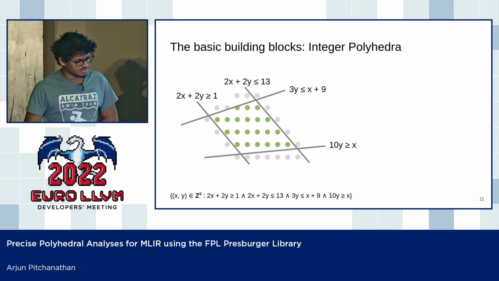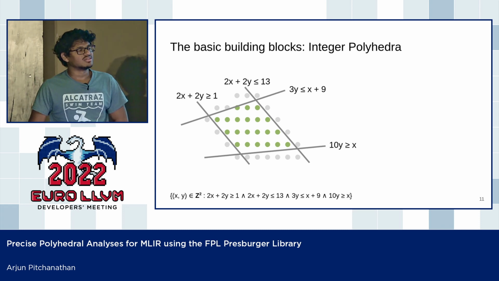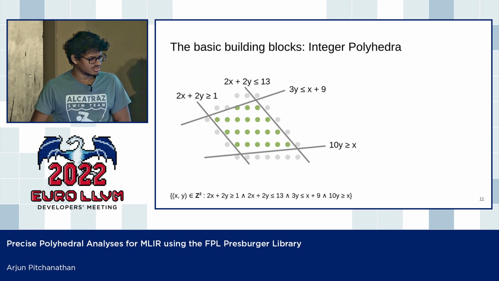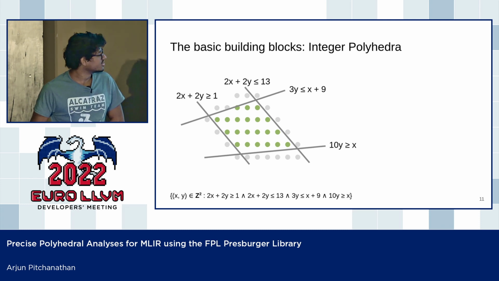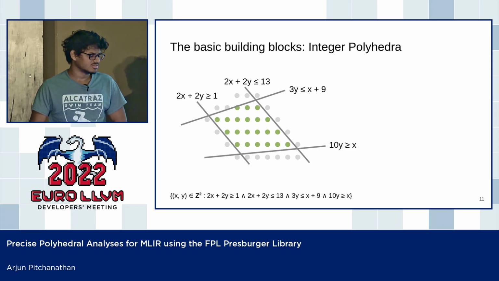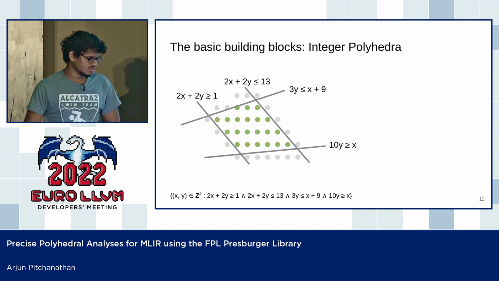Yes, so now let's come to the math for a while. The basic thing that Presburger arithmetic deals with are integer polyhedra. Now what does this mean? It just means that you have a tuple of integers, say x and y, subject to some linear, actually affine constraints. So for example, you have here 2x plus 2y greater or equal to 1, 2x plus 2y less or equal to 13, 3y less or equal to x plus 9, and 10y greater or equal to x. So this is an integer polyhedron that has two variables. It's defined by 4 linear inequalities.